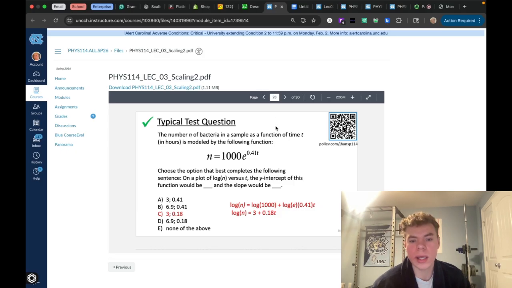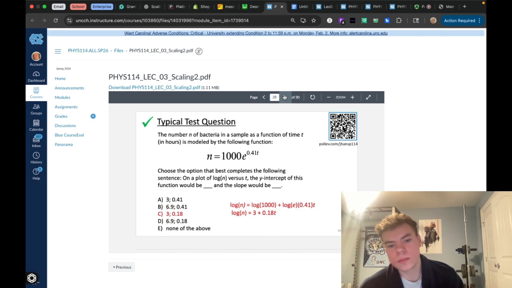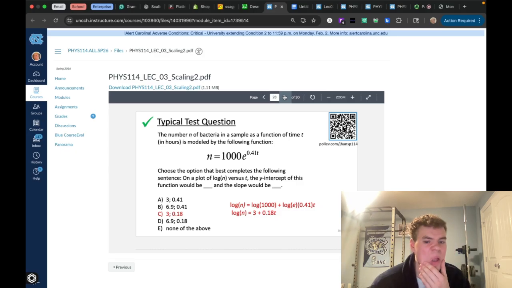I don't know why the slope is different on that one, but on this one it's the same thing. I really don't know. So you're saying log of e multiplied by 0.41 is equal to 0.18, which it is. I just don't quite know how you came up with that.